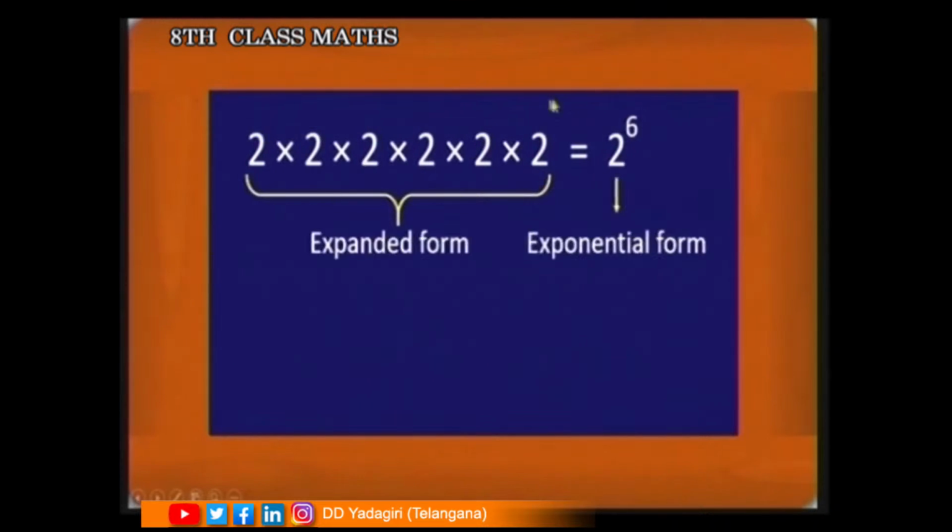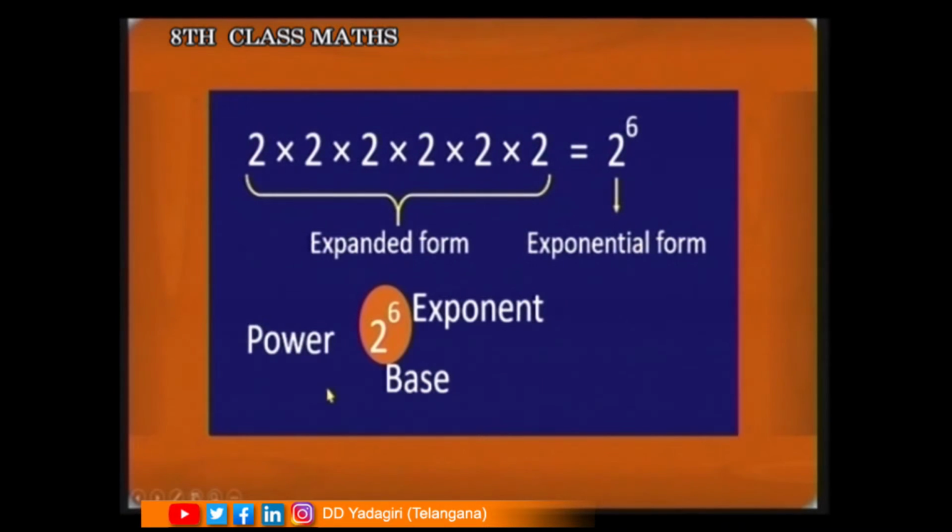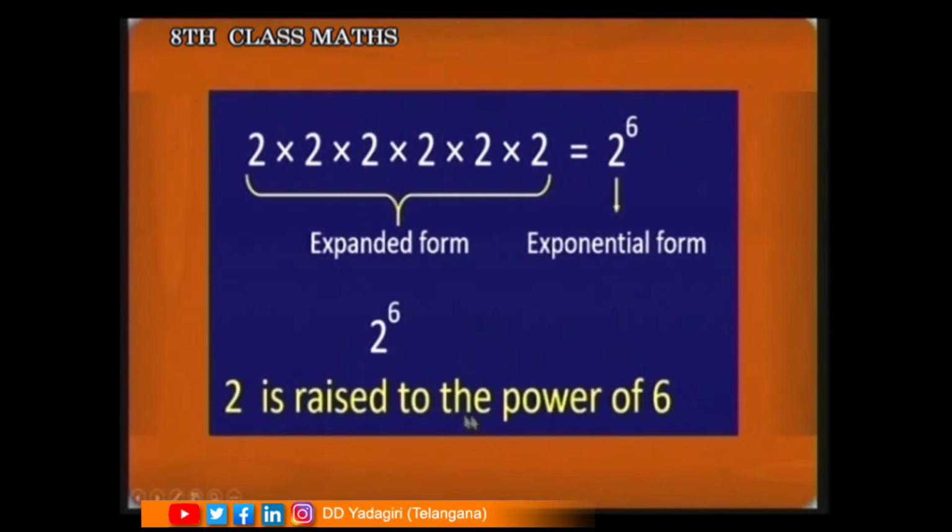Now observe, this is expanded form and this is exponential form. Now take this exponential form. In this we shall discuss the different parts of the exponential form. Here this 2 is called the base of this exponential form, 6 is called the exponent, and together we call it the power. 2 to the power of 6 is the power. In this, 2 is the base and 6 is the exponent, and we read this notation as 2 is raised to the power of 6, sometimes 2 to the power of 6.